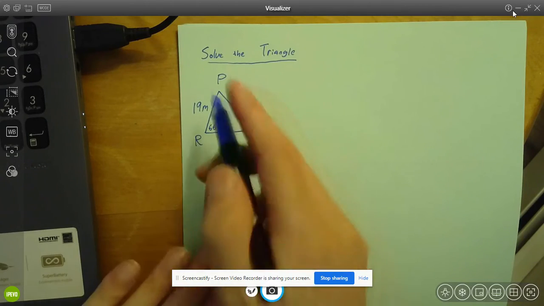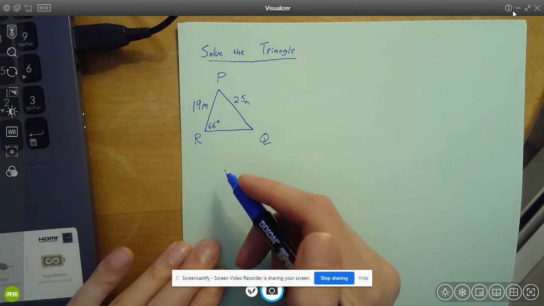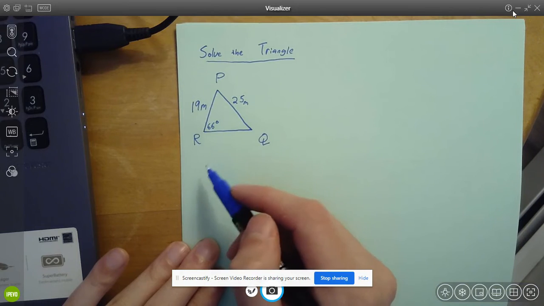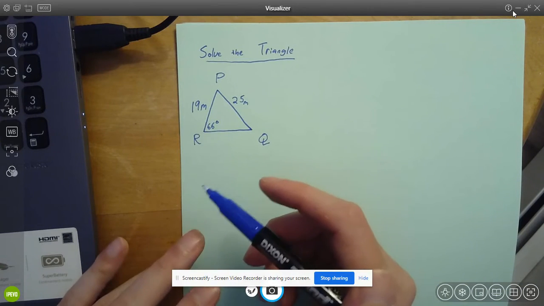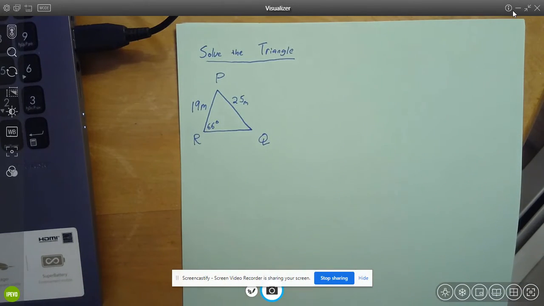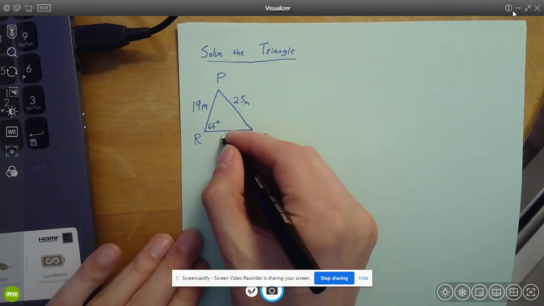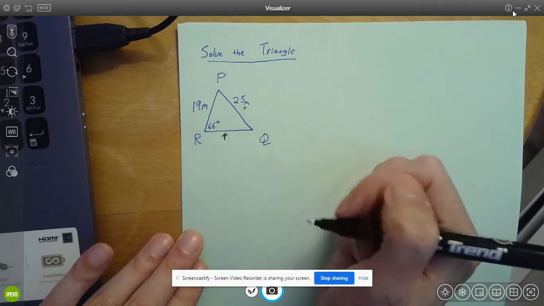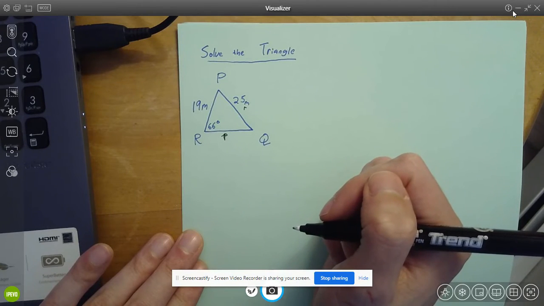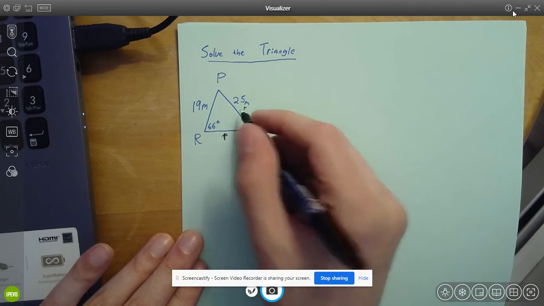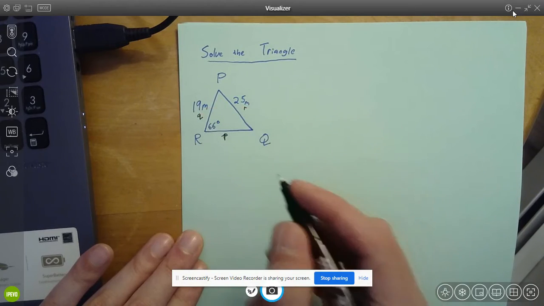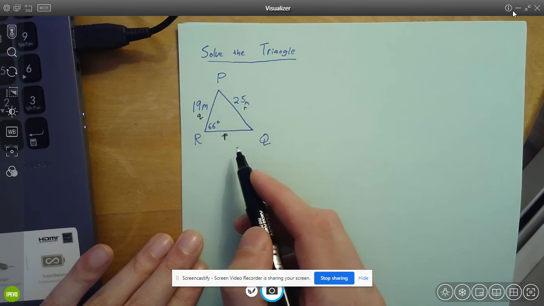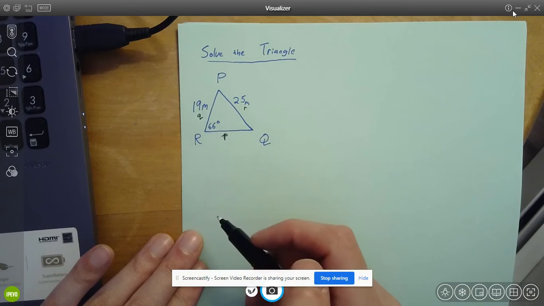Okay, this time we're going to solve the triangle, which means I want to find all three sides and all three angles. Again, we don't know that this is a right triangle. It doesn't look like one, so I can't use SOHCAHTOA. I can't label the sides O, A, and H. Instead, I'm going to label the three sides with the lowercase letters opposite from the corresponding capital letter angle. So I've got sides lowercase p, r, and q. So I've got to find three missing pieces of information: angles P and Q and side p.